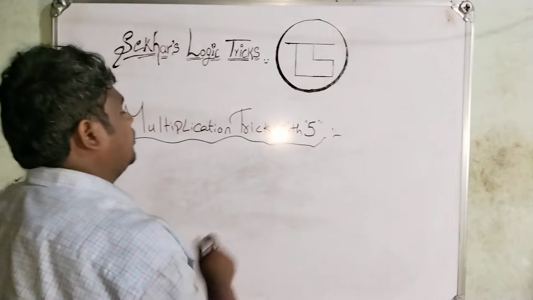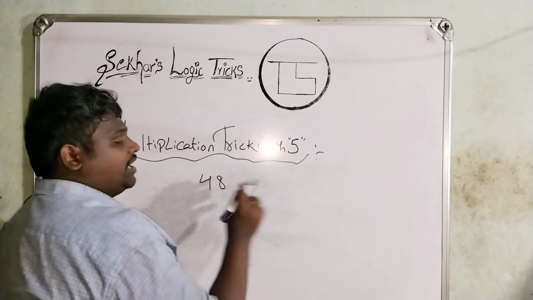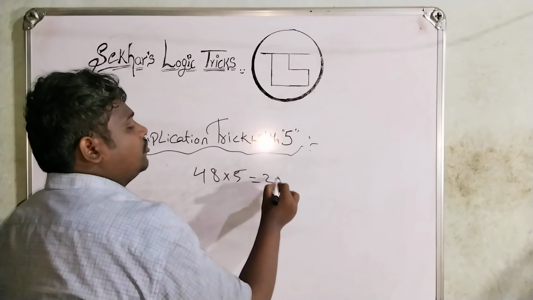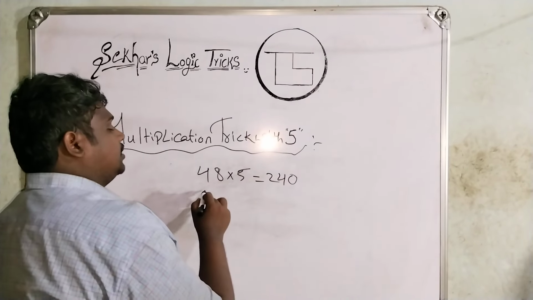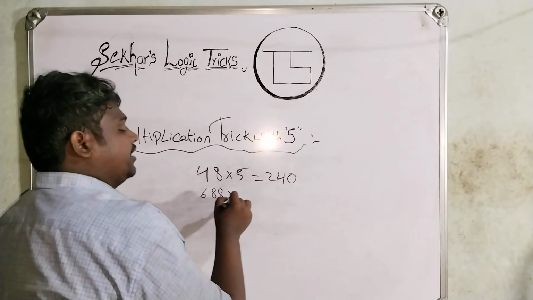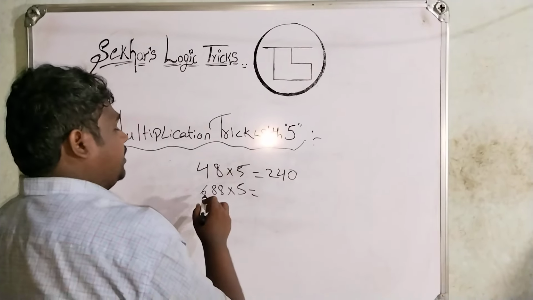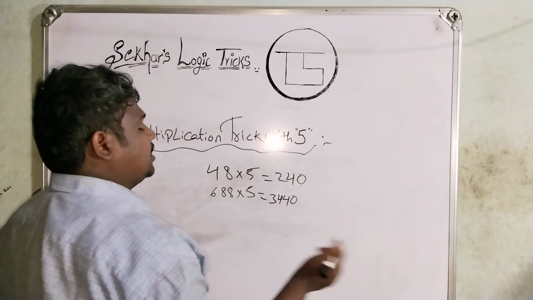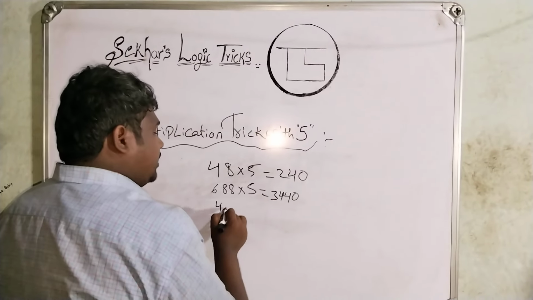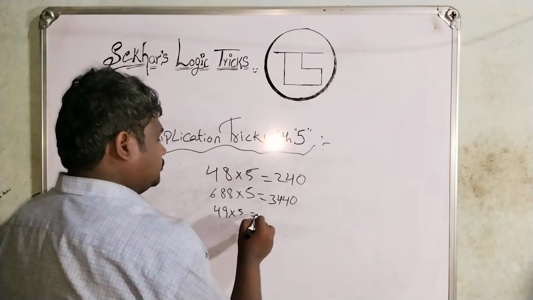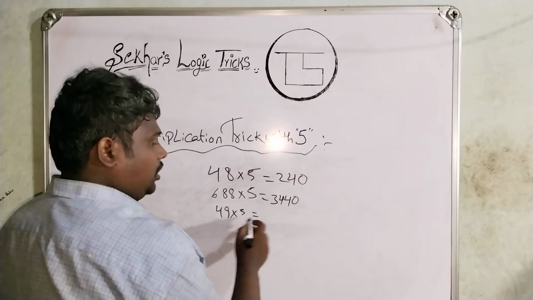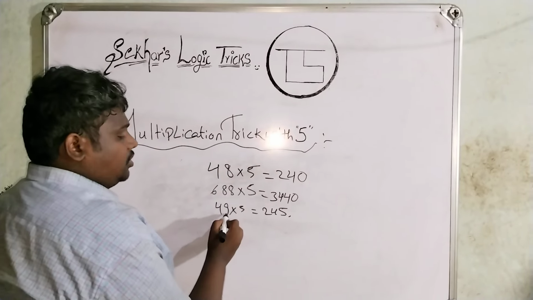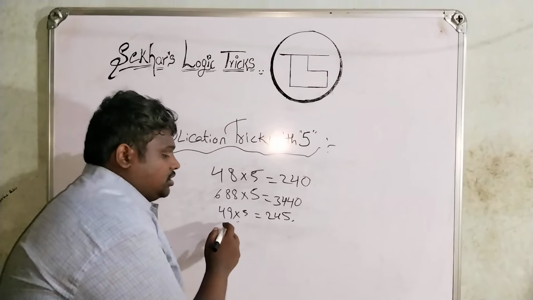See, 48 is an even number, so 48 into 5 is nothing but 240. 688 is an even number, so multiplied by 5, 3440 is the answer. 49 is an even number, so 245 is the answer. Sorry, it is not an even number, it is an odd number.